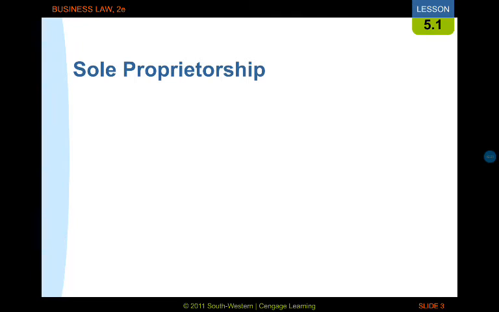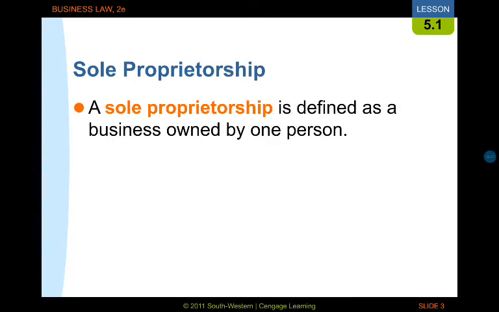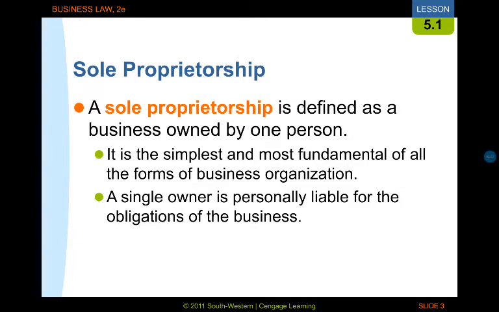And let's take a look at a sole proprietorship. A sole proprietorship is defined as a business owned by one person. So basically, if you started a business and you didn't elect to become a corporation or an LLC or something of that nature, you are just one person who owns a business, you are considered a sole proprietorship. It is by far the simplest and most fundamental of all forms of business organizations.